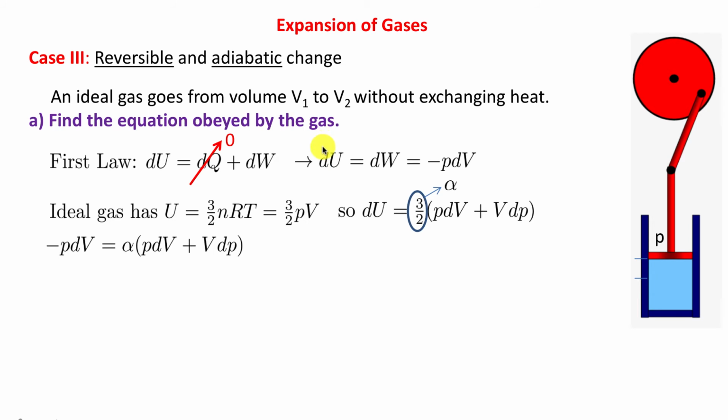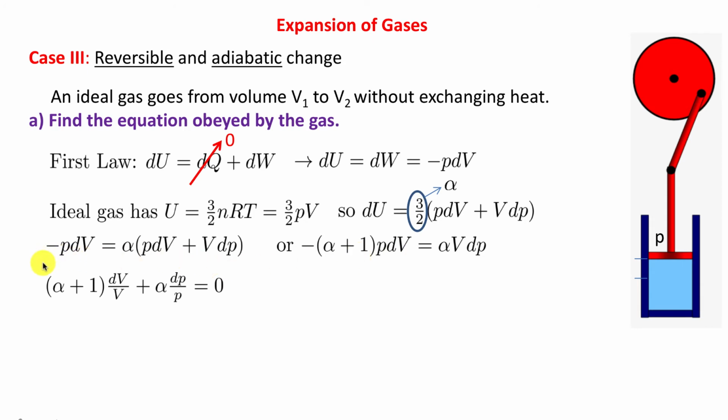In this equation, I put dU equal to minus P dV. And then, from here, dU is alpha into (P dV plus V dP). Simplify this a little bit by taking dV on the other side, and so we get minus (alpha plus 1) P dV is equal to alpha V dP. To simplify this, let's divide both sides by P into V, in which case we get (alpha plus 1) dV over V plus alpha dP over P.